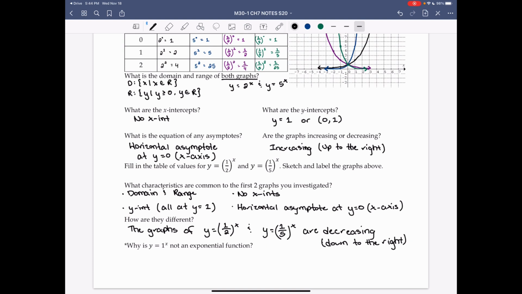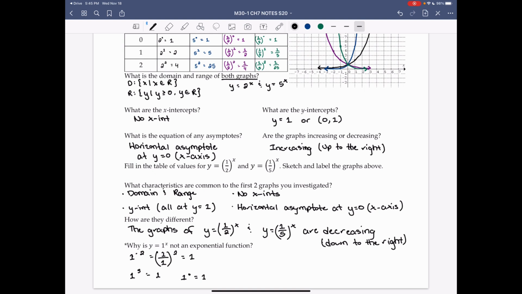Why is y equals 1 to the power of x not an exponential function? 1 to the power of -2 equals 1 over 1 to the power of 2, which equals 1 over 1, which is just 1. Another example, 1 to the power of 5 equals 1. Another example, 1 to the power of 0 equals 1. So any number in the exponent is going to give us a y value of 1.